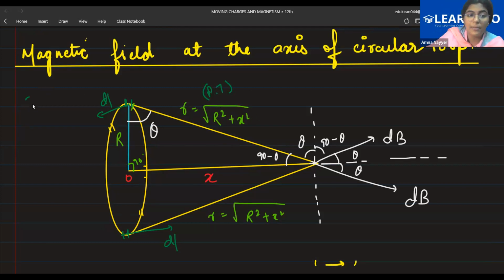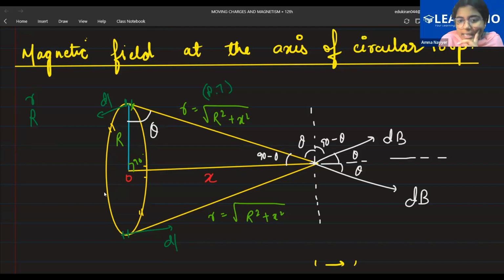Small r and capital R should be differentiated properly. This is the radius of the circle. This is the radius vector, which we use in Biot-Savart's law. You write the formula, no? mu naught by 4 pi, I dl sine theta by r square, that divided by r square, that is this small r. Okay. Now see, x and everything we have written.